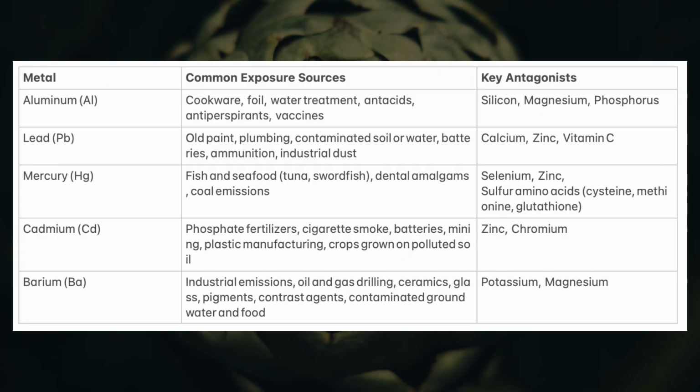Now, there's two different kinds of mercury. There's methyl mercury, which comes from coal emissions and seafood, and inorganic mercury that comes from the dental amalgams. And the best way to mitigate the inputs for those is making sure you're getting enough selenium, zinc, and sulfur amino acids, things that basically go into making glutathione, because that's how your body basically conjugates it and eliminates it from the body.